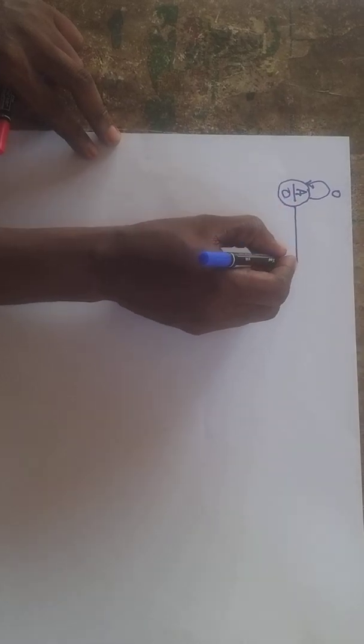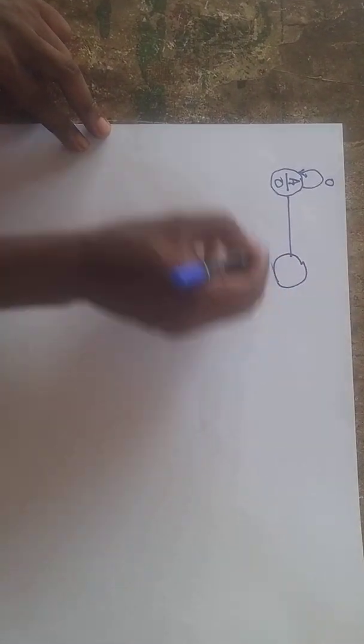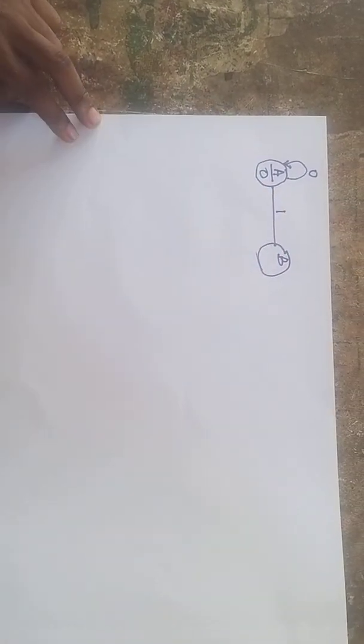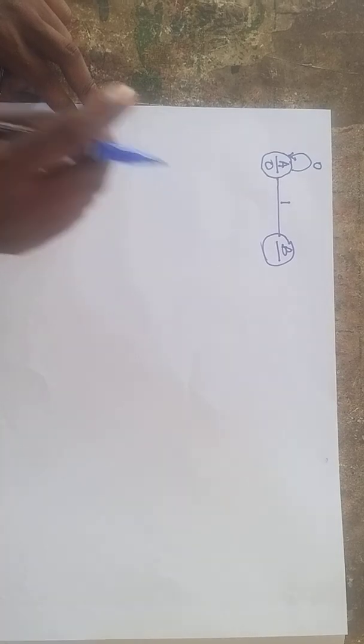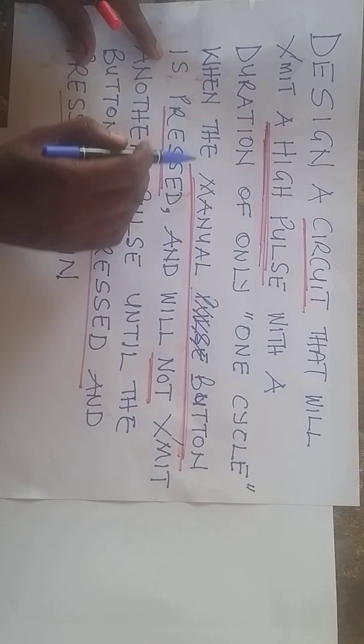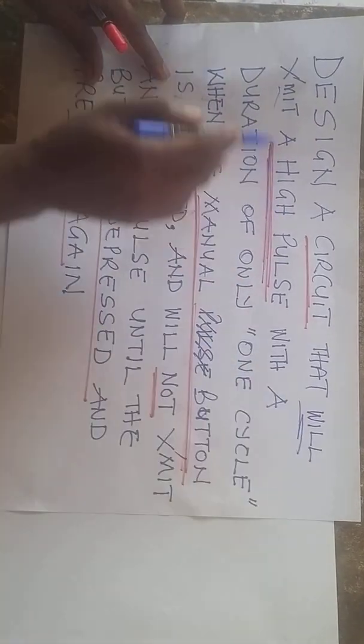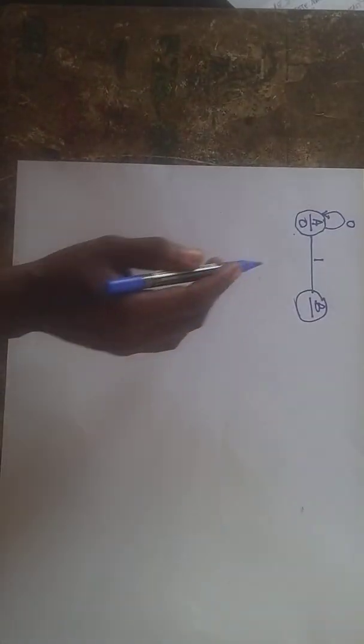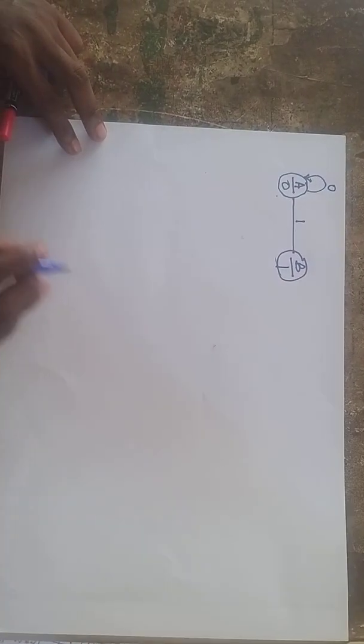Now at this state, two things can come in: either the input is 0 or 1. When it is 1, it means the key is pressed, so that should take us to another state, and let me call that state B. The input is 1. Once it's pressed, according to the statement, it will transmit a high pulse when the manual button is pressed, so the output here will be 1.